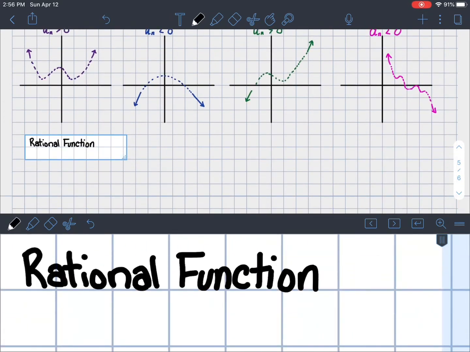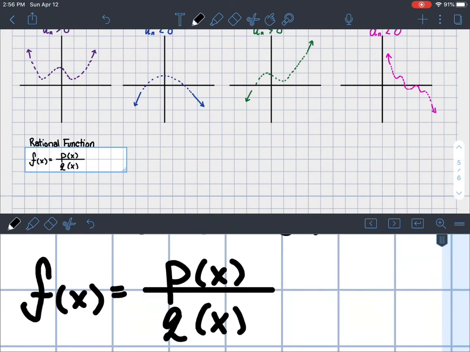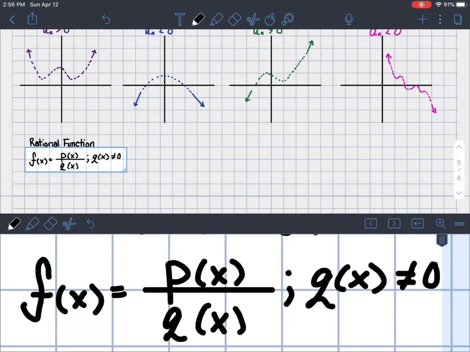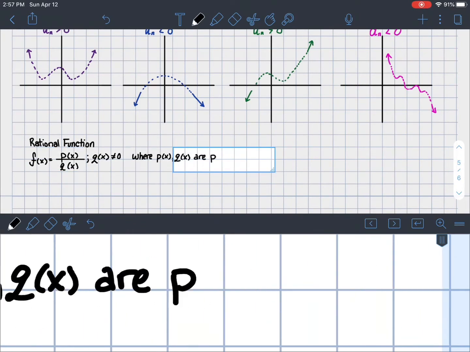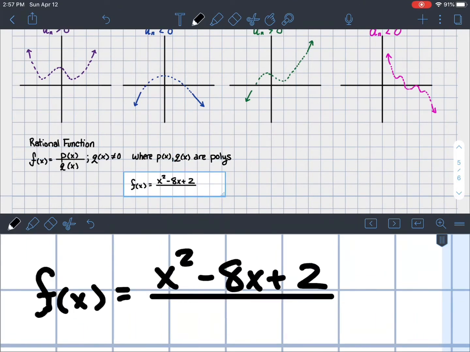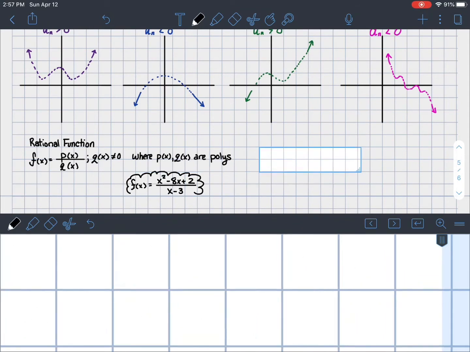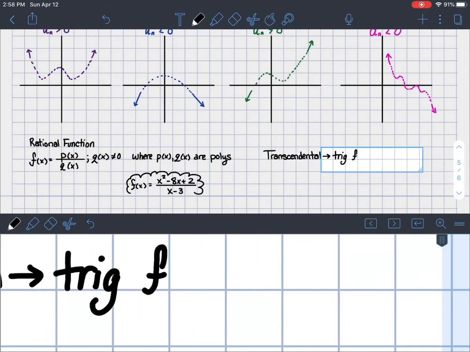A rational function can be written as the quotient of 2 polynomials. Specifically, p of x and q of x are polynomials, and q of x cannot equal 0 because it is in the denominator. Here's an example of what that could look like: a rational function. If you are not an algebraic function, you are transcendental. For example, trig functions.